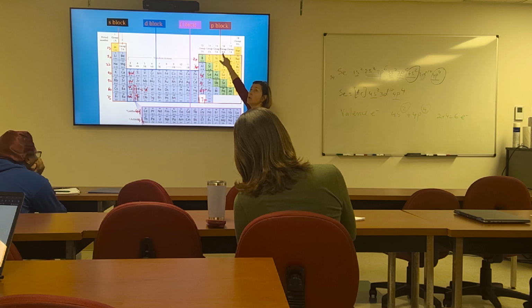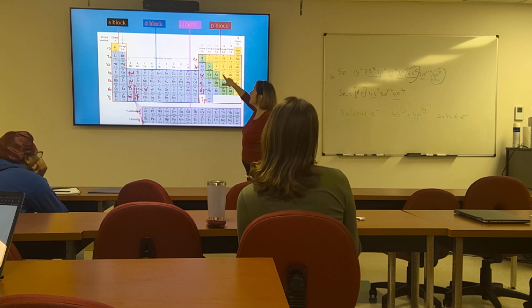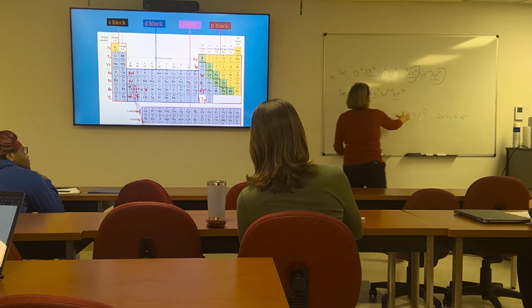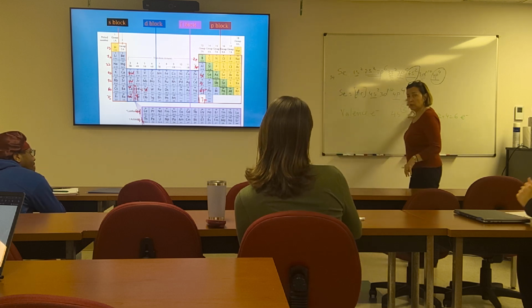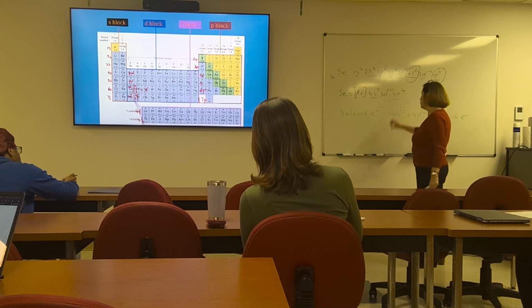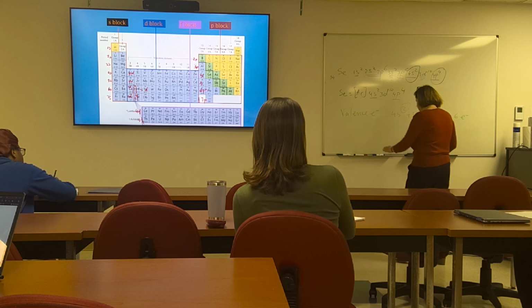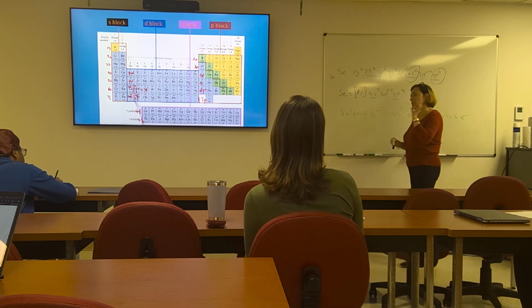Remember from way before, the number of the group tells you how many valence electrons you have. In this case, selenium is in group number 6, so it has 6 valence electrons, but now we can actually see what those valence electrons are. 2 of them are in the 4s orbital, and 4 of them are in the 4p orbital. Okay, now, you're going to get questions like this.